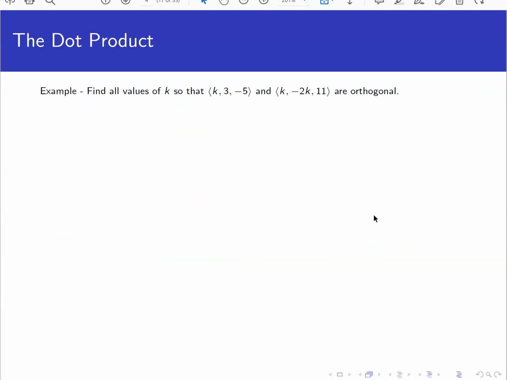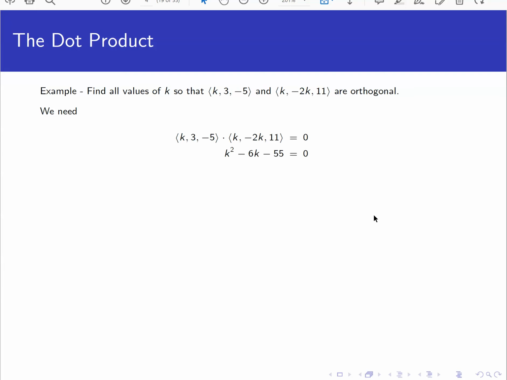All right, so let's do an example with this. We want to find all the values of k so that the vectors k, 3, -5 and k, -2k, 11 are orthogonal. Well, in order to be orthogonal, the dot product of the two vectors has to be 0.